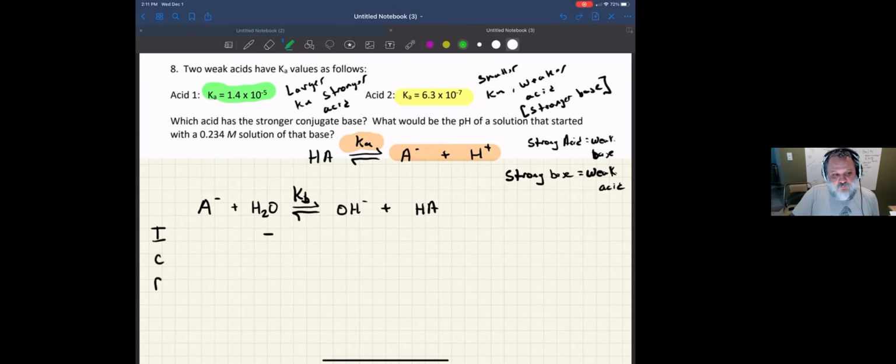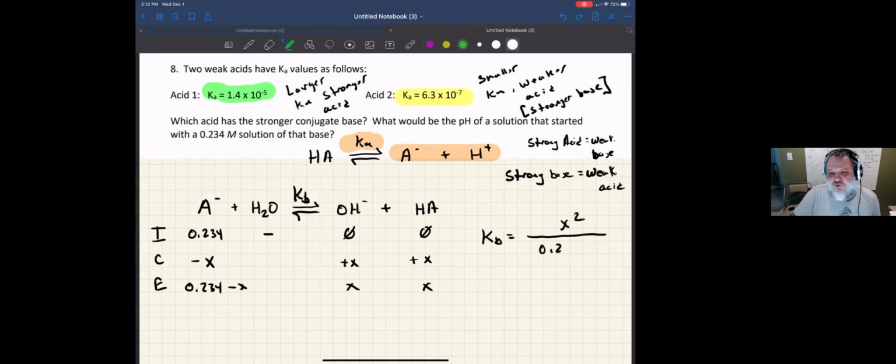Okay, we're still going to need an ICE table. And so we're still starting off with 0.234 here. We're going to start off with 0 and 0 there. We get minus x there, plus x, and plus x. This is all the same as before. So 0.234 minus x, that's going to be equilibrium. And at equilibrium, I get x and x. And so now I can write that Kb equals x squared over 0.234 minus x.